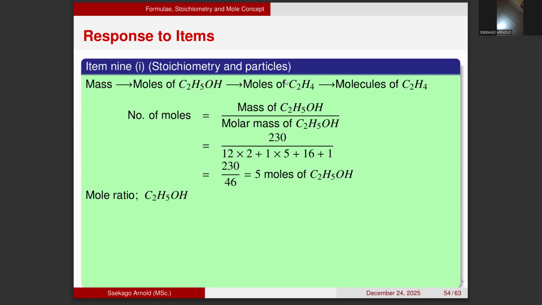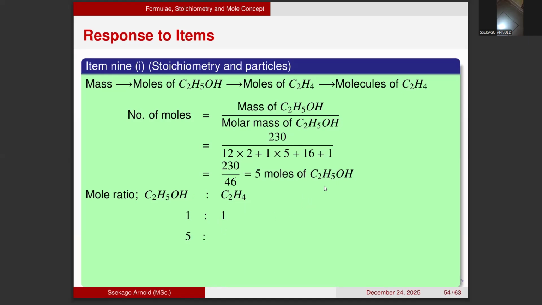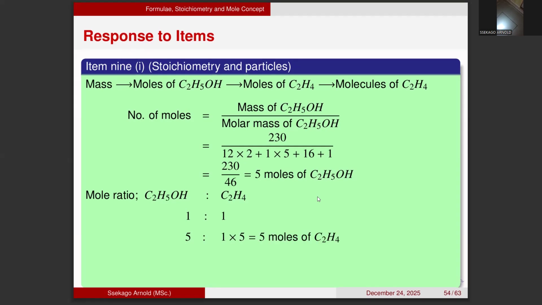Using the concept of mole ratio, we compare ethanol to ethylene. If you look at that equation back, it says that 1 mole produces 1 mole. 1 ethanol produces 1 ethylene. Therefore, the reaction ratio is 1 to 1. Then what of the 5 moles? The 5 moles of ethanol which we have obtained will produce 1 times 5, and this gives 5 moles of ethylene. So we have used what we have to obtain what we did not have, the moles of ethylene.